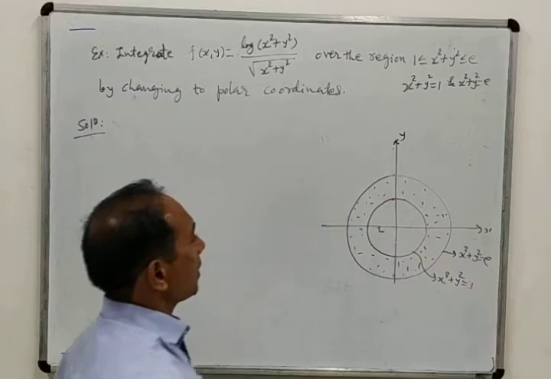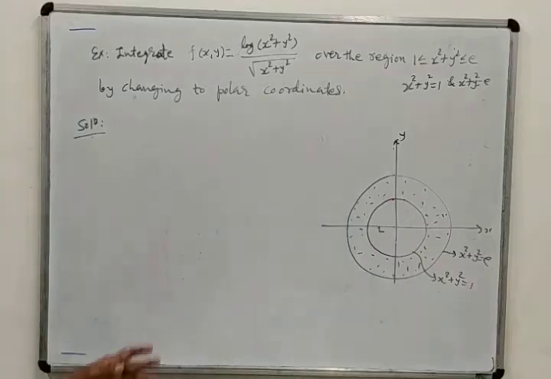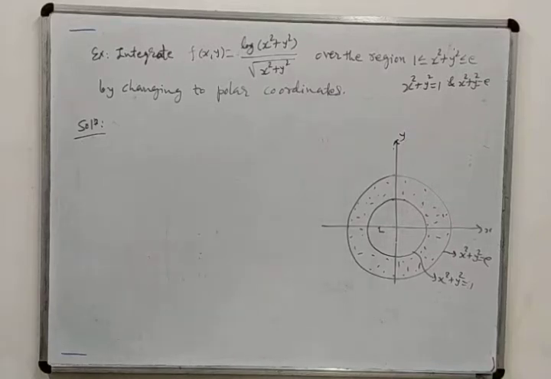Nothing is asked, that means nothing is given that we have to consider this in the first quadrant or second quadrant or third quadrant. So we have to consider the whole region. Okay, and we want to convert this into polar coordinates.